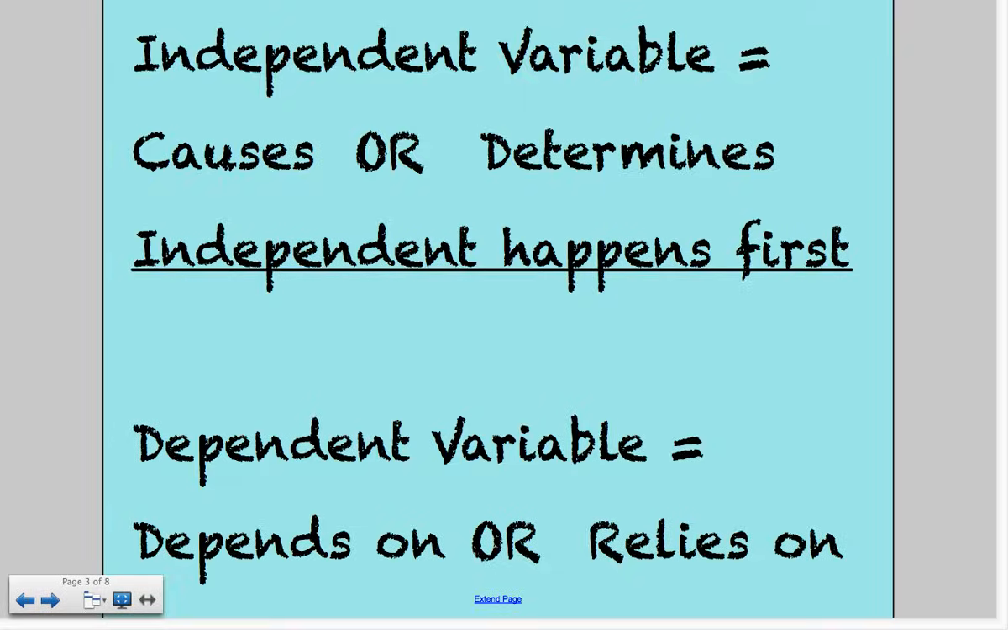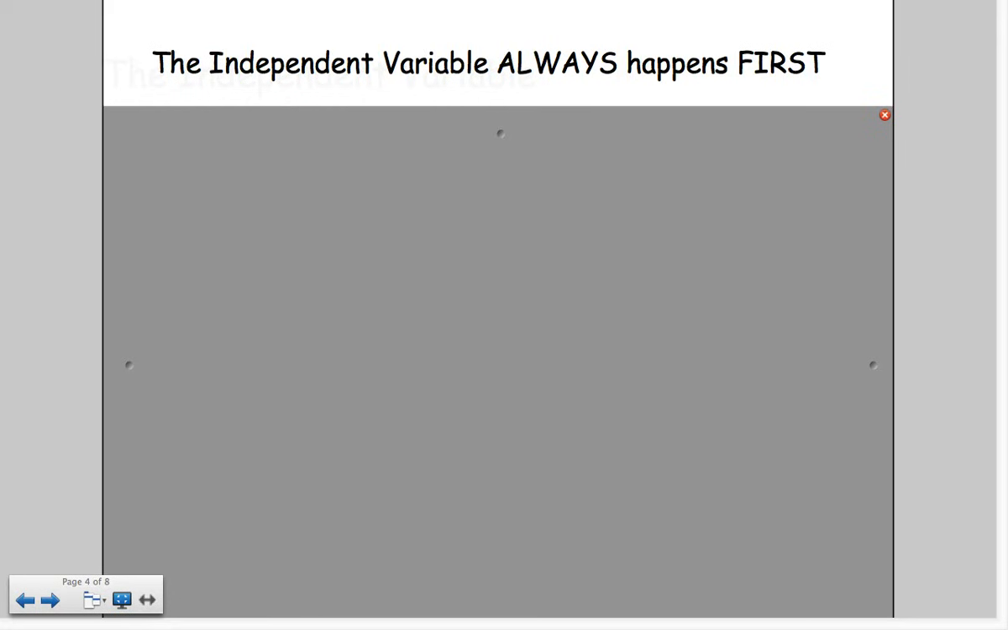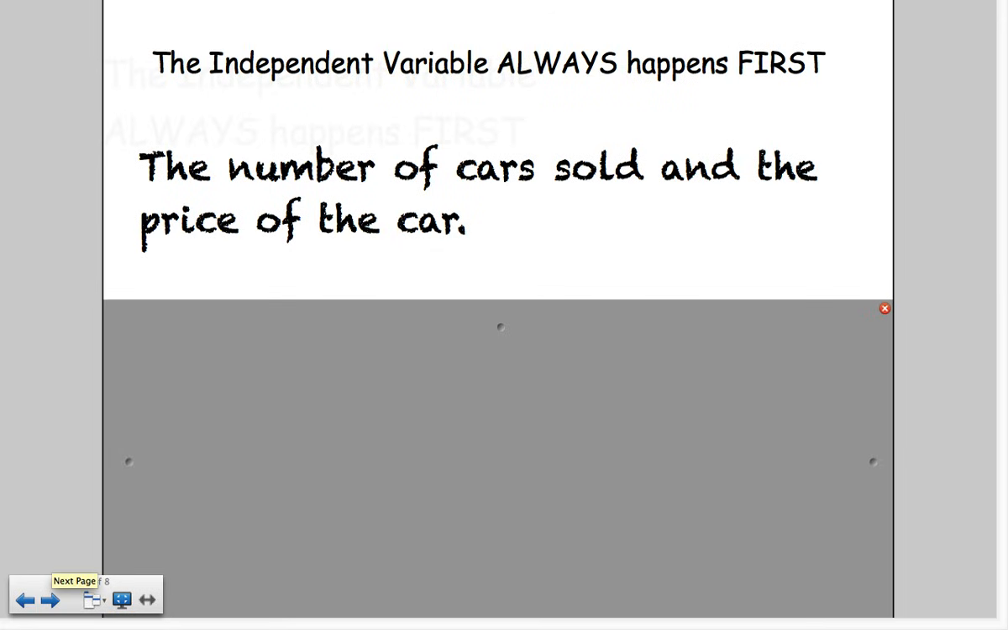So let's take a look at what that means in a situation here. We have the independent variable, which is causing or determining what happens to the dependent variable. Now remember that the independent variable happens first. The dependent variable depends on or relies on that independent variable. Without the independent variable, the dependent variable can't do anything. Remember this: the independent variable always happens first. So what we're going to do is find the independent variable by looking at a situation and figuring out what has to happen first before the other variable can happen.